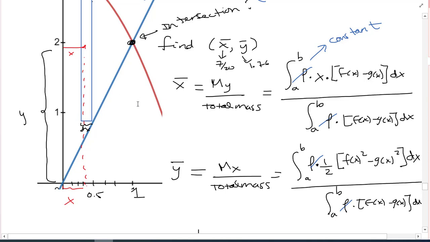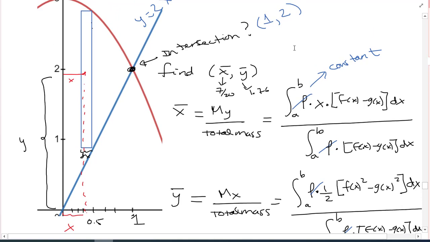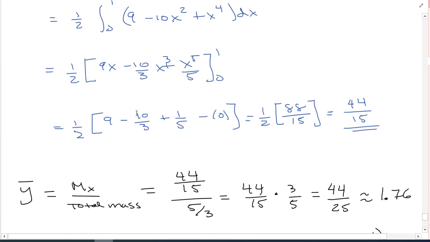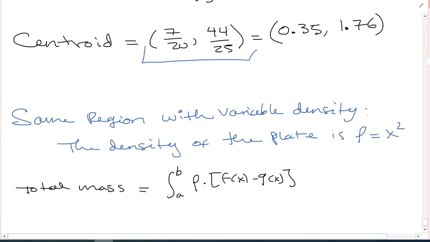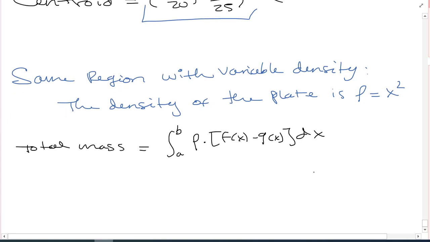So how does that change the center of mass? What do you think is going to happen to our original center of mass, 0.35, 1.76? This will be something to think about. Now we have variable density. So when we find the total mass, it is the integral from a to b of the density times the area, and the area is your top minus bottom. If you only have one function, then it will just be your f of x. In this case, it's the integral from 0 to 1 of x squared, the density, times your top minus bottom: 3 minus x squared minus 2x dx.